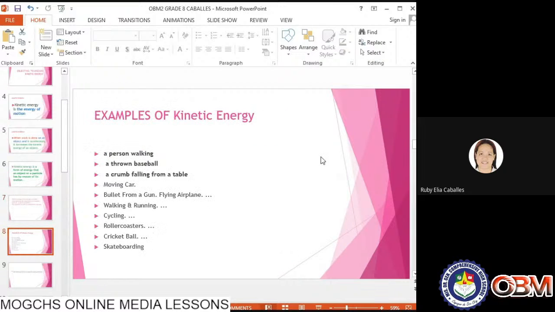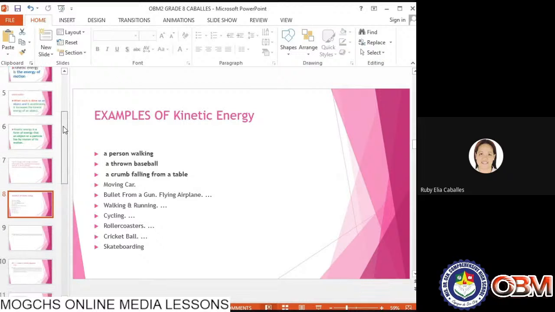I have here some examples to understand further what kinetic energy is. For example, a person walking, a thrown baseball, a crumb falling from a table, a moving car, a bullet from a gun, walking and running, cycling, roller coasters, a cricket ball, and skateboarding. So those are examples of kinetic energy.